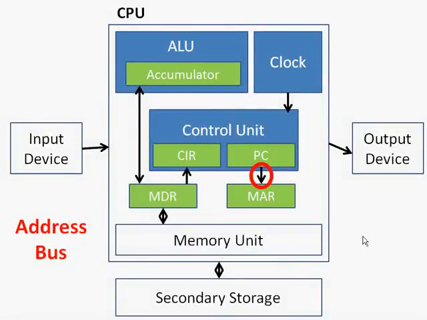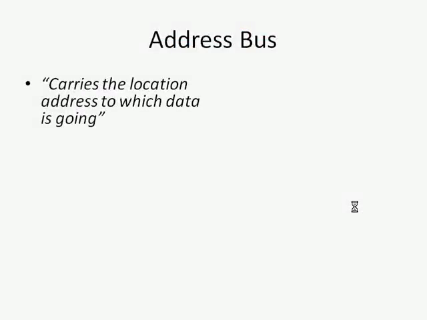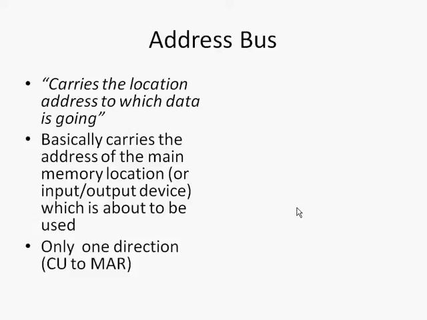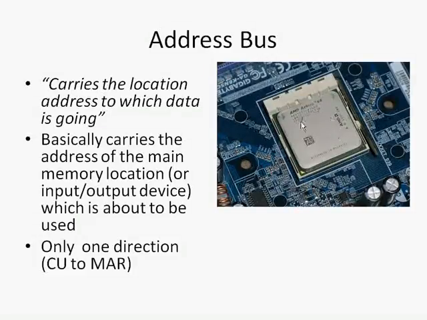Next one, the address bus. So this is only between the program counter inside the control unit and the memory address register. So the address bus carries the location address to which data is going. It basically carries the address of the main memory location or input-output device which is about to be used. It's not bidirectional, it's only one direction between the program counter in the control unit and the memory address register. This type of bus would live solely inside the CPU, so the circuitry for that is only inside of here.